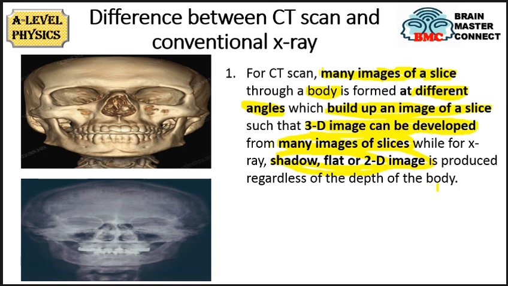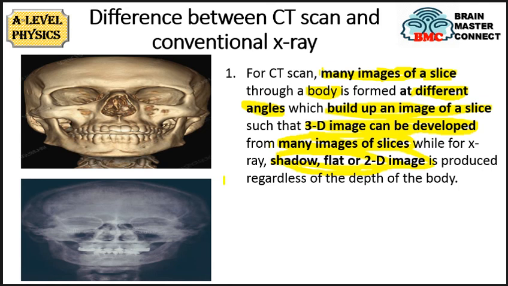So regardless of the depth of the body, X-ray will always give a shadow, flat, or 2D image. And that's what can be seen from the picture right there. You will see the first one is very sharp, detailed, bright. But the second one looks like the shadow of the skull of a human being. It's not sharp enough, it's not well detailed. But from the first one, I can see virtually every part very clearly.